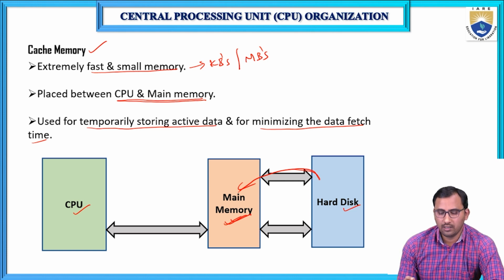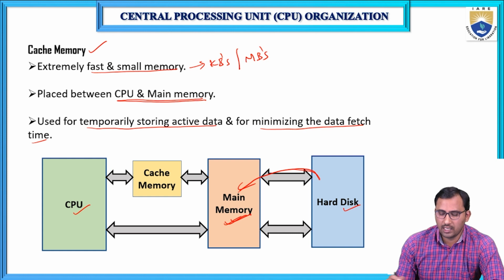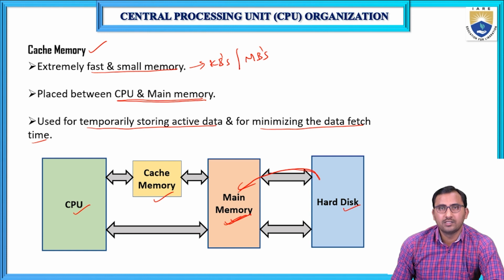So what are we doing? We are placing a small amount of memory between the CPU and the main memory. That is nothing but the cache memory. This cache memory synchronizes the speed of the CPU and the main memory. So this will match. The cache memory will synchronize the speed of the CPU with the main memory.